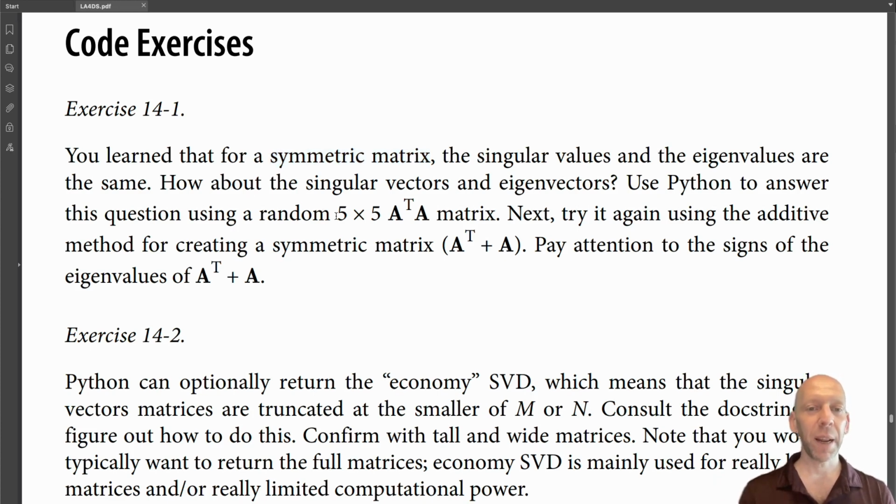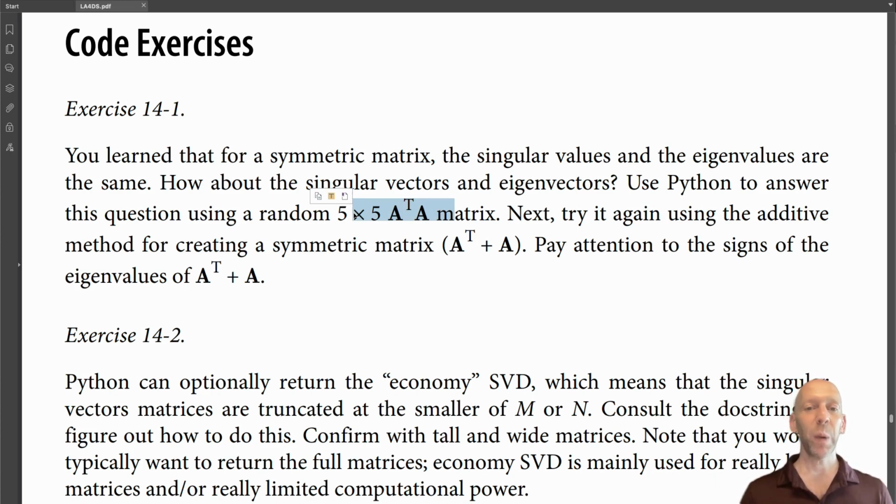So create a 5 by 5 symmetric matrix as A transpose times A. You want to make sure that this is obtained through the multiplicative method of creating symmetric matrices. So A transpose A. Of course, you can also do A times A transpose. That doesn't actually matter for this exercise. Okay, so then what you want to do with this matrix is eigendecompose it and singular value decompose it.